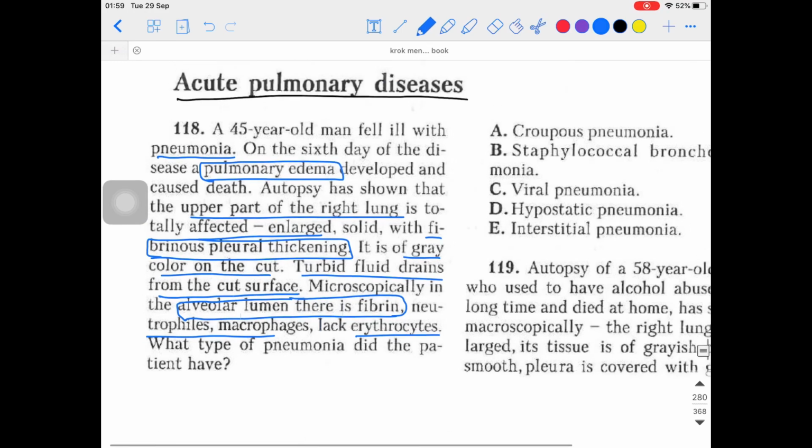Macroscopically, what they said: the upper part of the right lung was affected, enlarged, solid with fibrinous changes. Again fibrin is coming. Macroscopically also fibrinous inflammation is seen, and microscopically also there is a finding of fibrin. This is the case of fibrinous inflammation, isn't it? Macroscopically fibrin, microscopically fibrin, so they must be talking about fibrin. Which kind of pneumonia is also called fibrinous pneumonia?